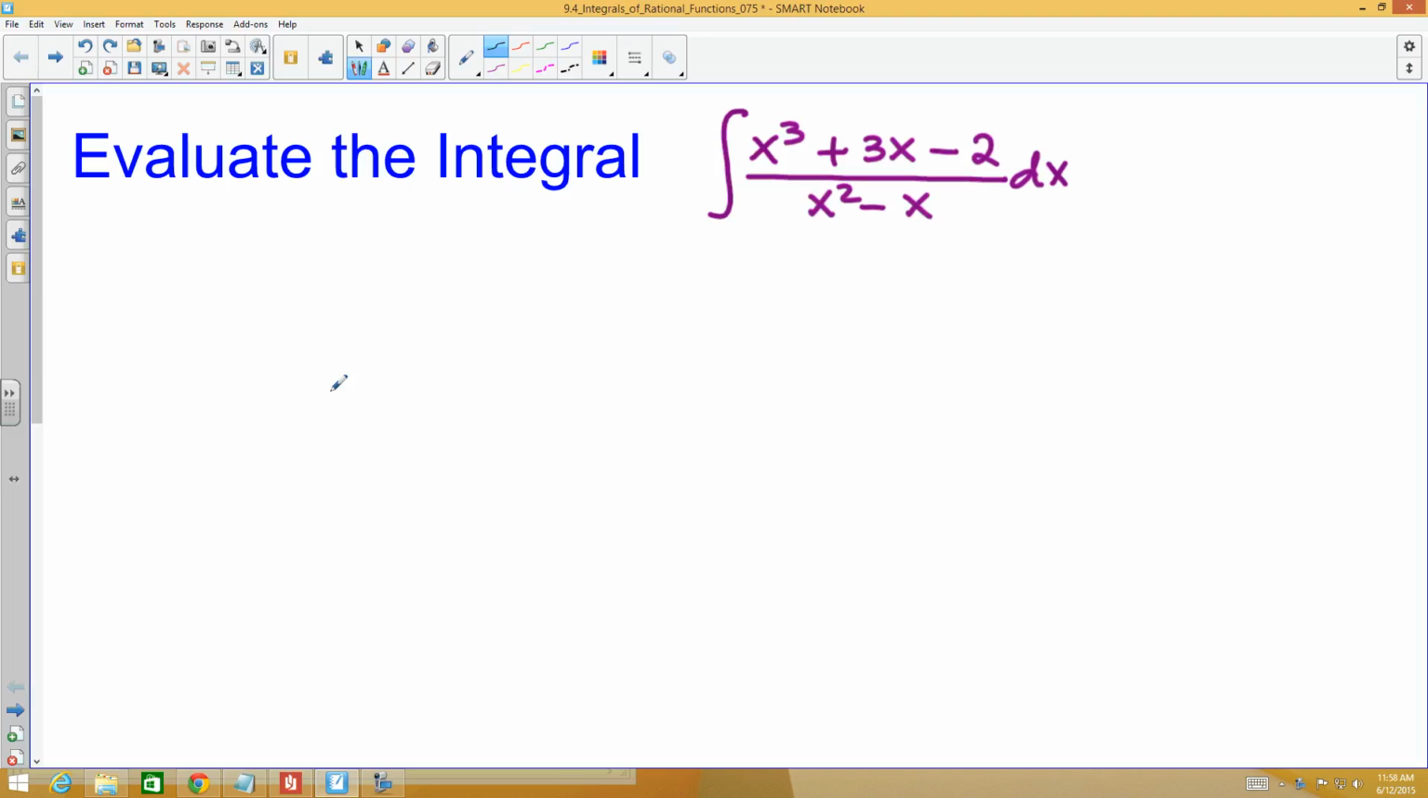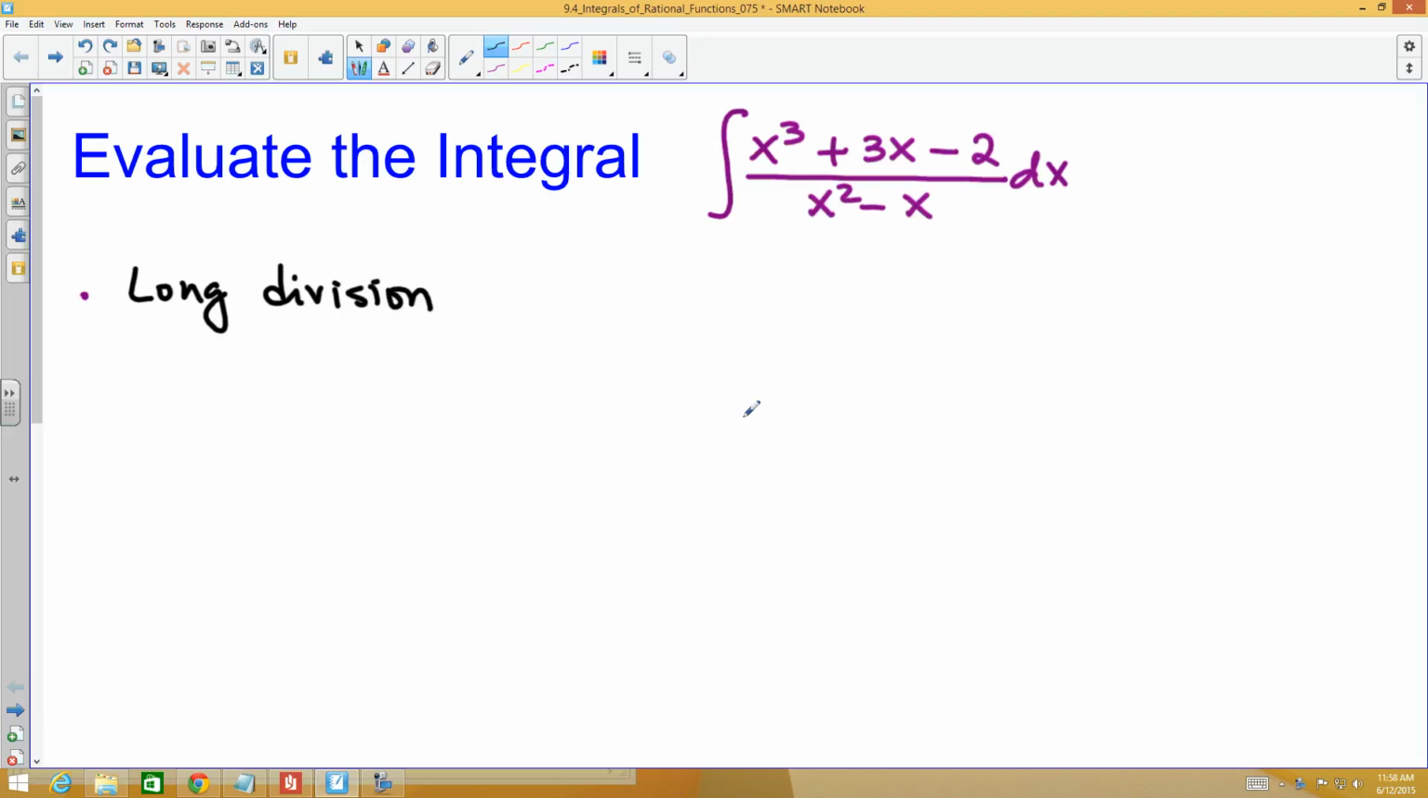In this video, we evaluate an integral using division and partial fraction decomposition on the way. So we have the integral of (x cubed + 3x - 2) divided by (x squared - x) dx. First, we do long division because the degree of the numerator is greater than the degree of the denominator.